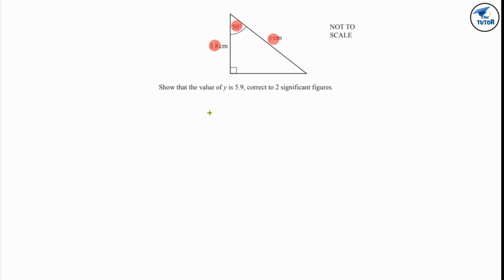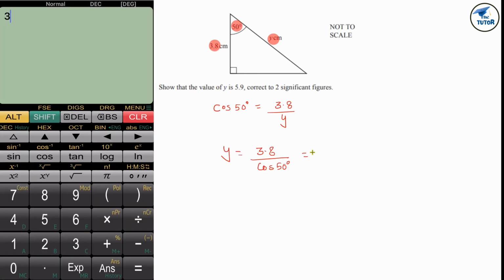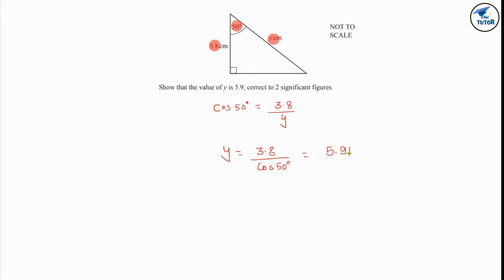I'll be using cosine of angle 50 equals adjacent over hypotenuse. Adjacent is 3.8 over hypotenuse is y. So y is equal to 3.8 divided by cosine 50 degrees. The rest is done by the calculator and that will give you 5.911. In my calculator, it is 5.911. There may be a difference because my calculator might be rounding off the values. You were supposed to tell the rounded values. Okay, that's it.